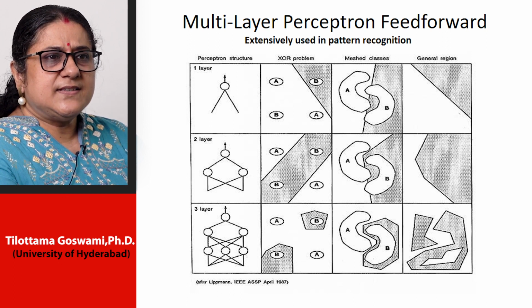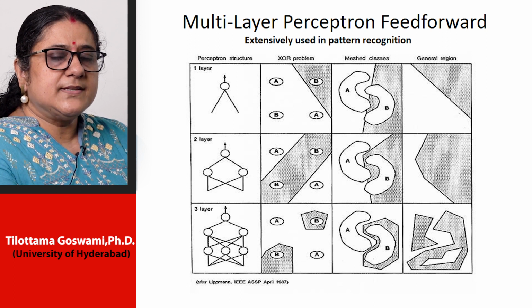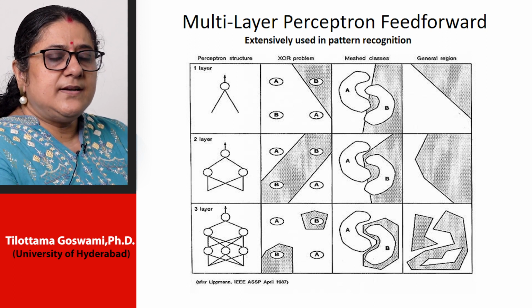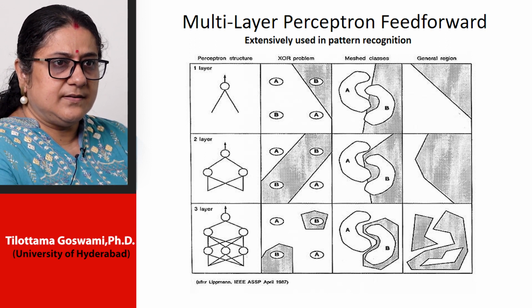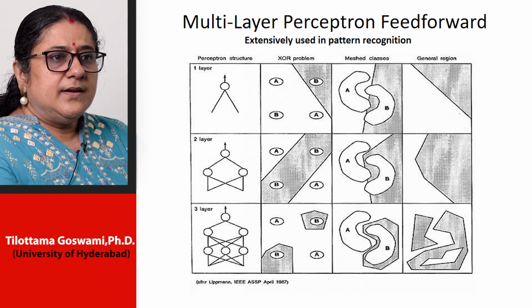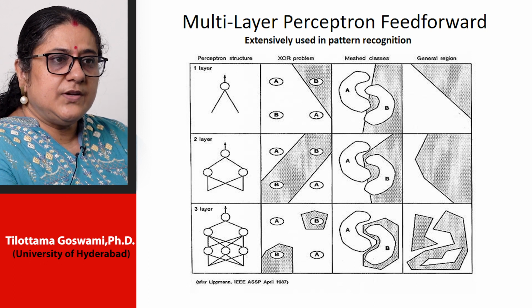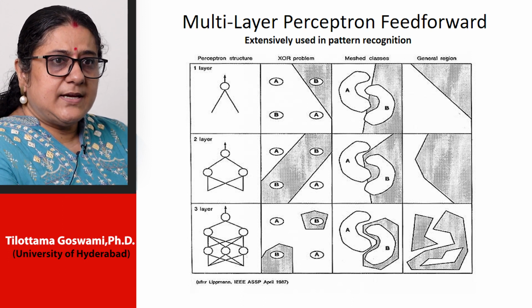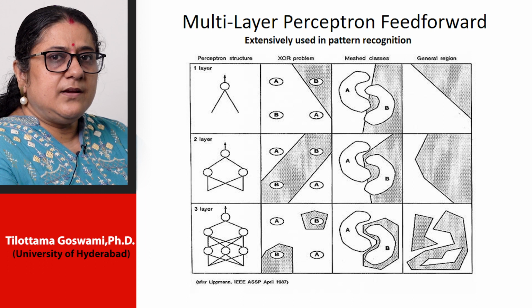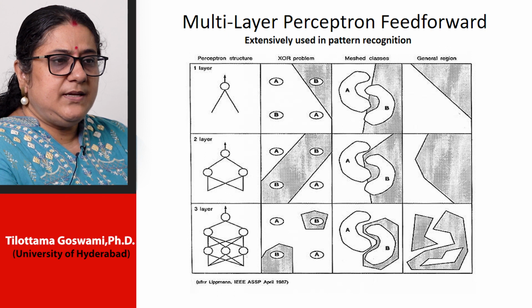In the meshed classes also, apart from the B, it is also putting many other pixels in the same category. And in the general region, it is just taking 1 line and 2 portions. In the 2 layer, it is successfully able to solve the XOR problem by using 2 straight lines. In the meshed classes, we are able to see it is closer to the B category, and it is having an irregular shape and trying to classify the A and the B region.